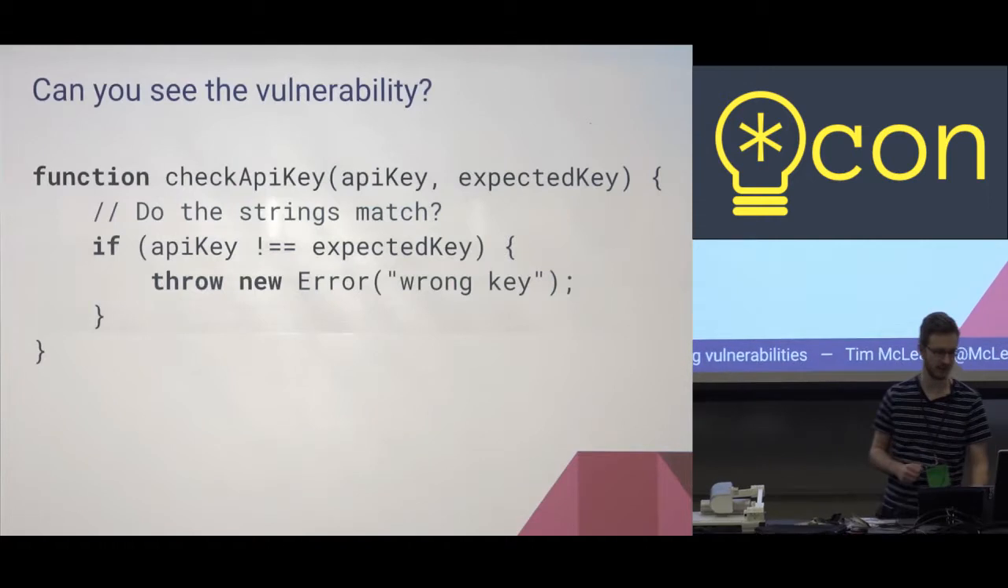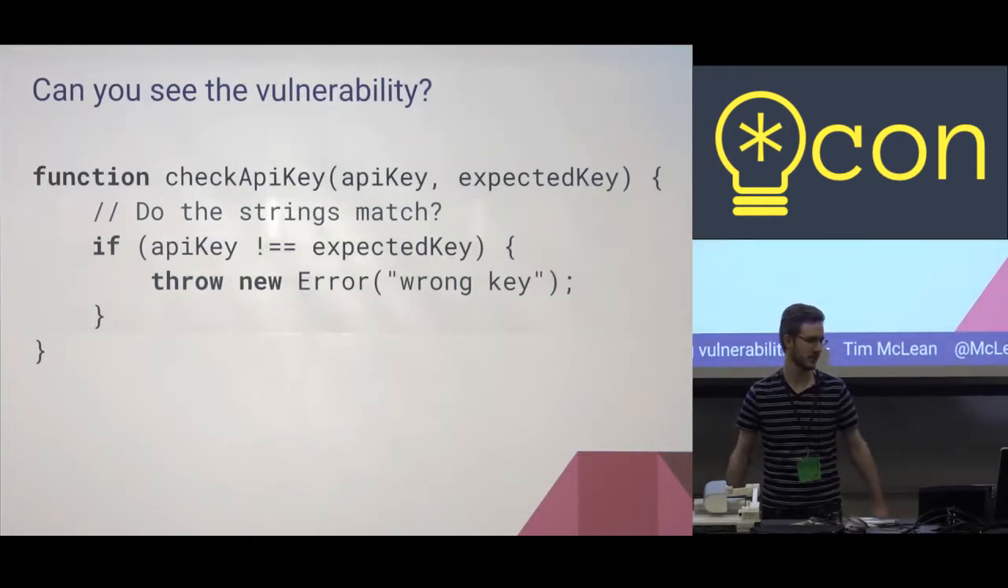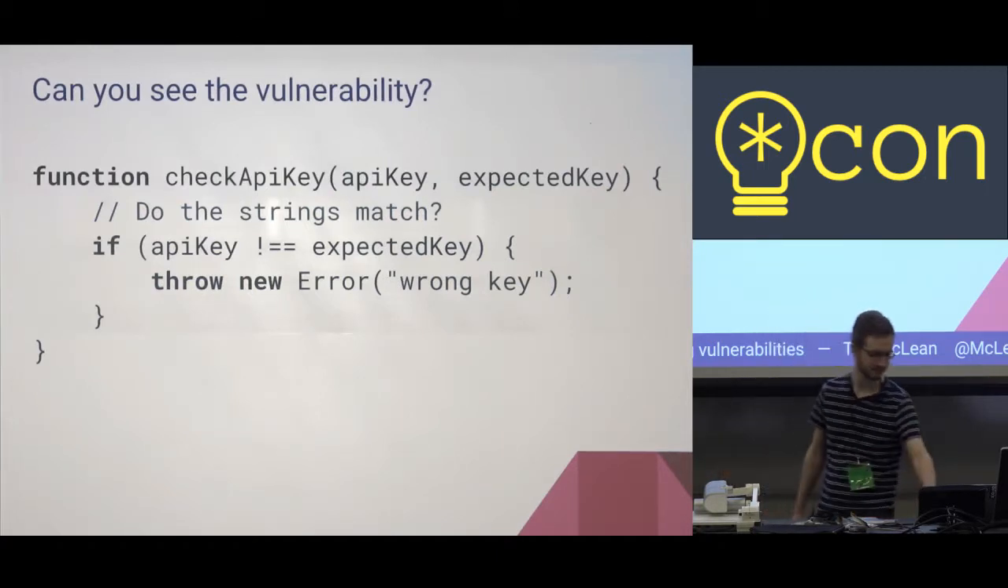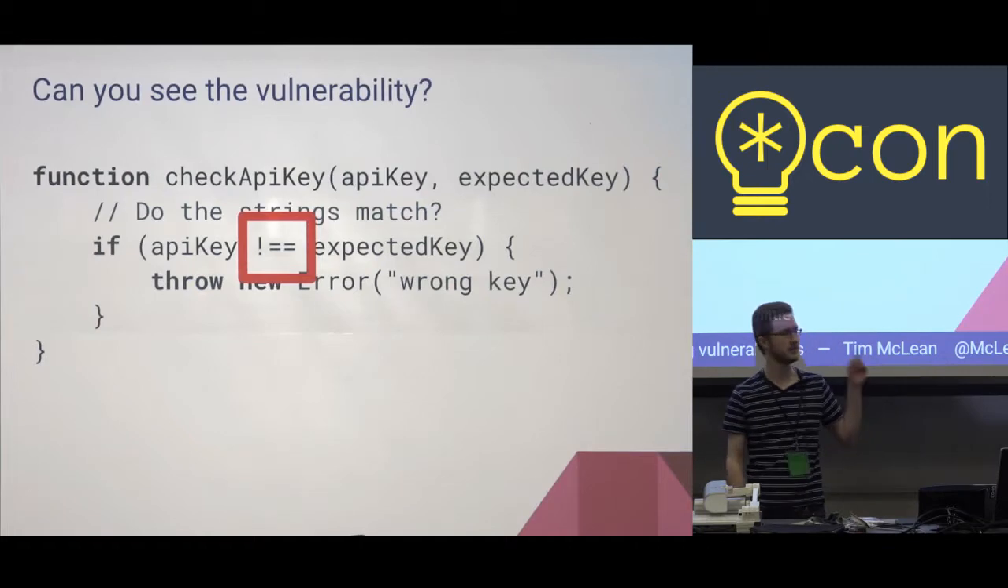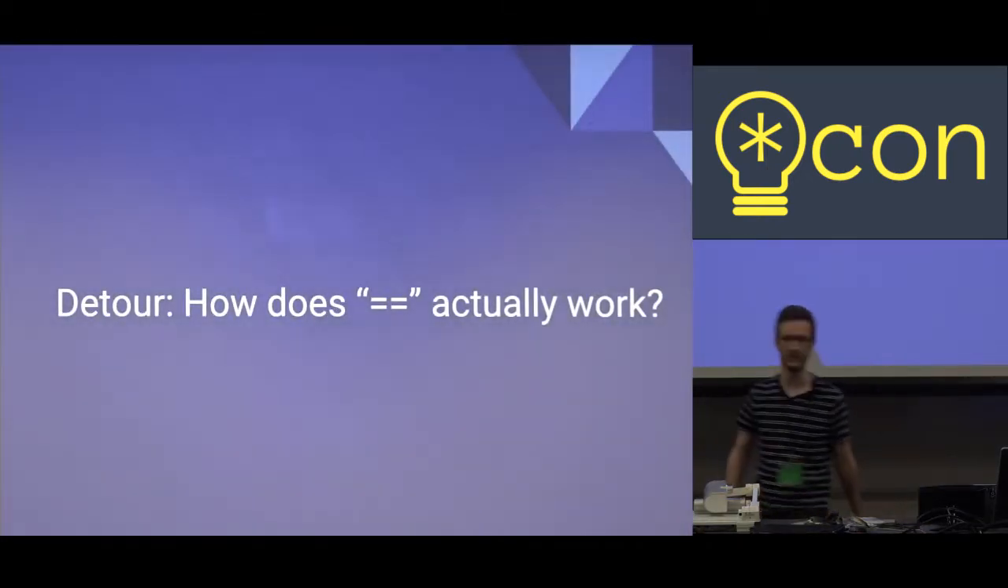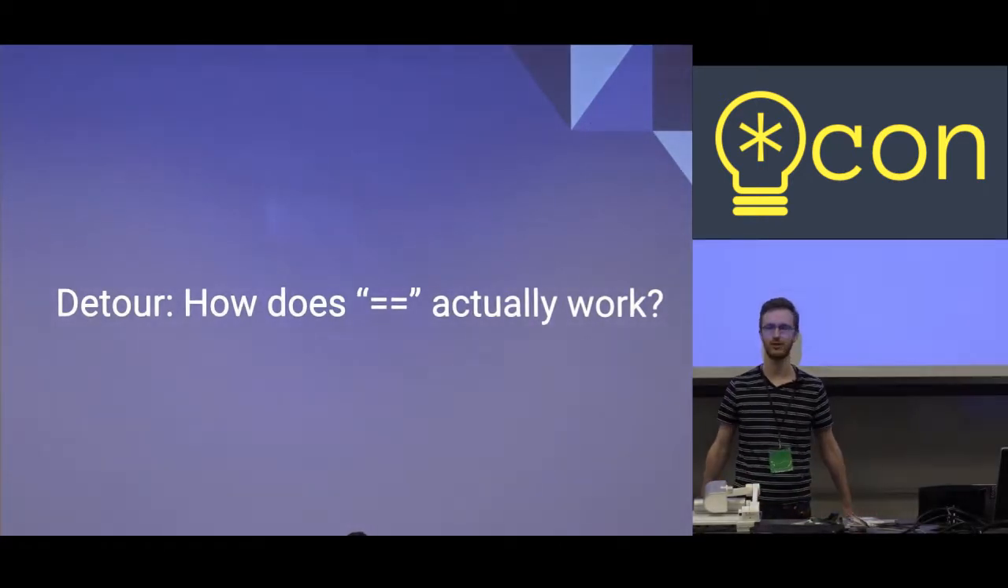The interesting thing, though, is that there's actually a vulnerability here that could allow an attacker to figure out what is the expected key without any prior knowledge of the key. The problem is actually in how we do string equalities, how we compare strings. So to understand that, we're going to have to do a little detour here and look at how does string equality actually work.